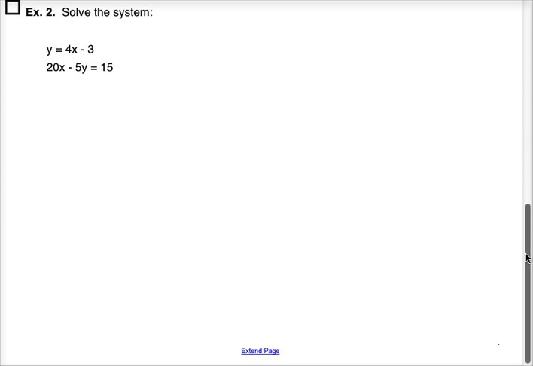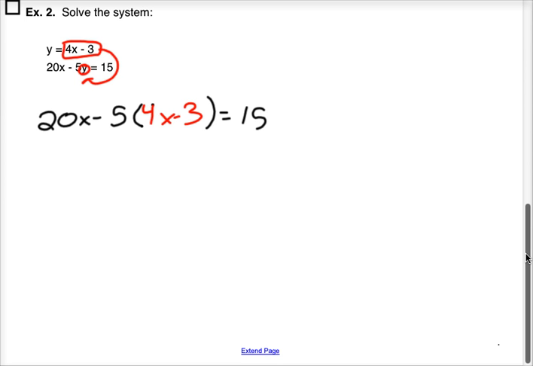So if I go back and think substitution, I'm taking that and putting it in for y, because that actually equals the y. So I'm going to have 20x minus 5. And now I'm putting in the 4x minus 3 where the y was. I'm substituting that in for y. Well, once I do my substitution, now I have to solve for x. Well, I'm going to distribute that negative 5.